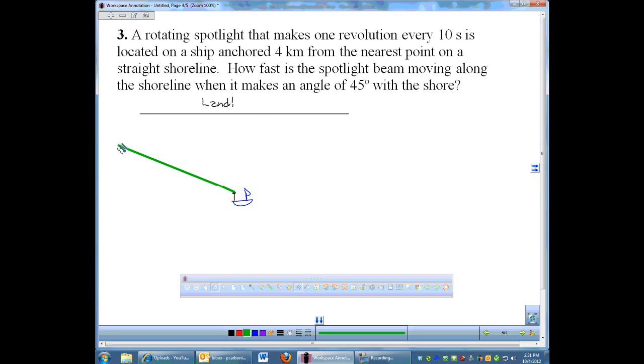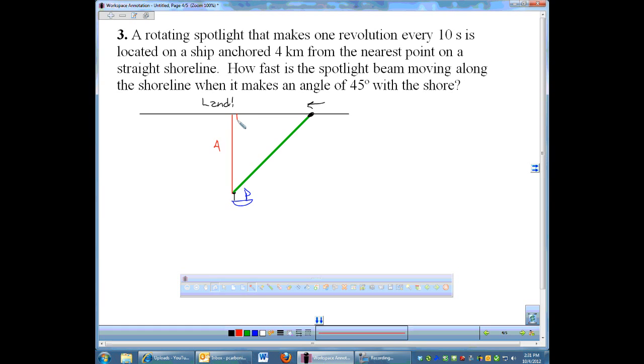And what we're trying to figure out is when it makes an angle of 45 degrees with the shoreline. So about right in there. When it makes an angle of 45 degrees with the shoreline, how fast is this point moving along the shoreline? That's what we're looking for. So this is going to be triangles. We do know that the boat is anchored 4 kilometers from the shoreline. So this distance right here is 4 kilometers. And that's fixed. The boat's not floating anywhere. We're going to stay right there.